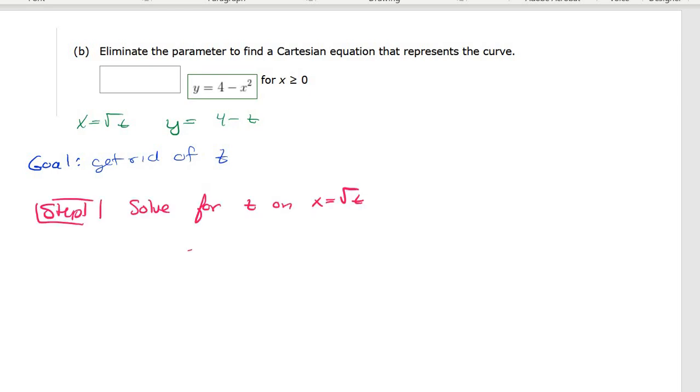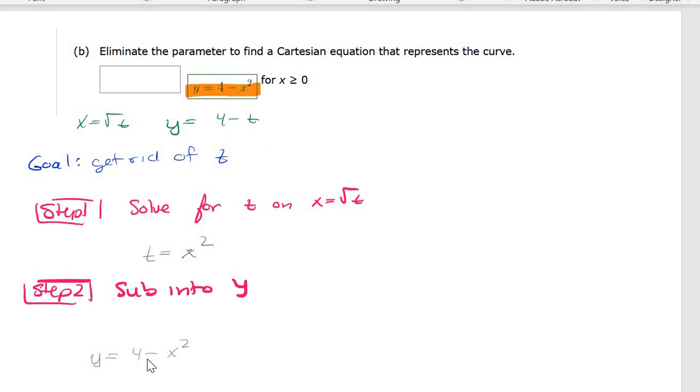So step 1 is to solve for t on the x. You don't have to do it that way. You can solve for t on the y. I did it for the x. So I square both sides and I get t is equal to x squared. I sub that into y. So t is x squared. I put that into the y where t is. I replace it with x squared and I get 4 minus x squared. And look at that, it's exactly the same thing as what WebAssign has. And so WebAssign is correct again.